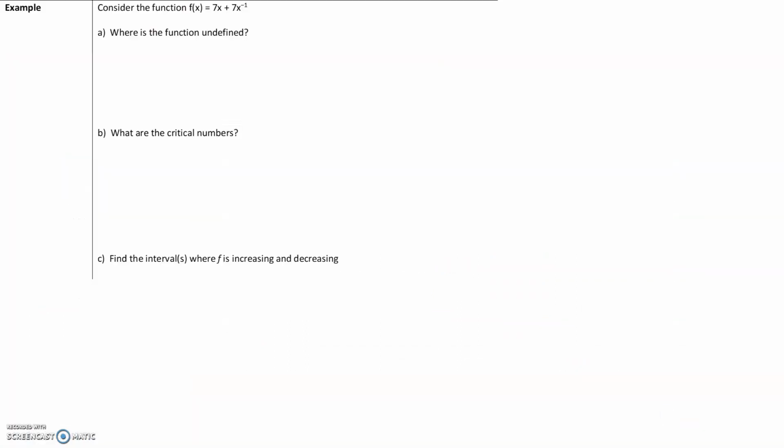Next example. Consider the function f of x equals 7x plus 7x to the negative first. Now, where's the function undefined? Not the first derivative, not the second derivative. If I just rewrite this as f of x equals 7x plus 7 over x, the function is undefined if the denominator is 0. So when x equals 0, f of x is undefined, since we cannot divide by 0.